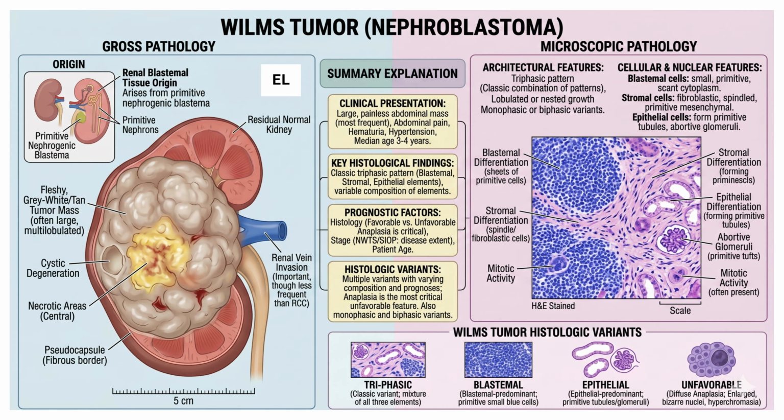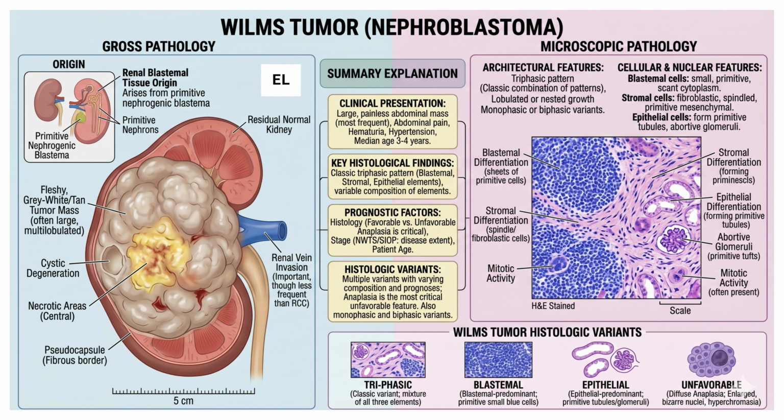Stromal cells may appear spindle-shaped or fibroblast-like and can sometimes differentiate into skeletal muscle, cartilage, bone, or fat tissue. In some tumors, stromal differentiation becomes very prominent, producing heterologous tissue elements. This diversity of tissue differentiation reflects the embryonal origin of the tumor from multipotential nephrogenic cells.